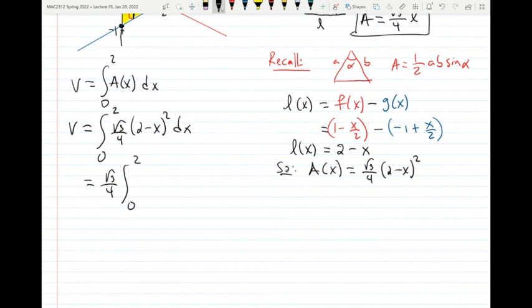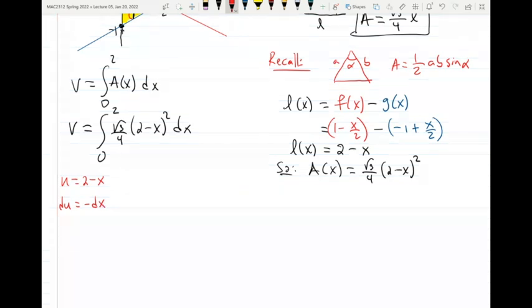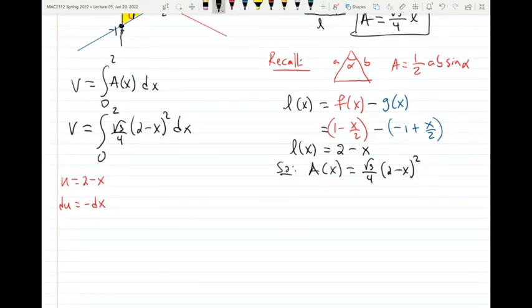And then, just to make it easier, let me do a little substitution, and that way we keep practicing substitution. So I'm going to call u equal to 2 minus x. Then du is going to be equal to negative dx. So then this integral becomes, I'm going to take out square root of 3 over 4, then this would be u squared, then negative du. dx is minus du, so I'm going to put the du here, and I'm going to put the minus outside. You okay with this?